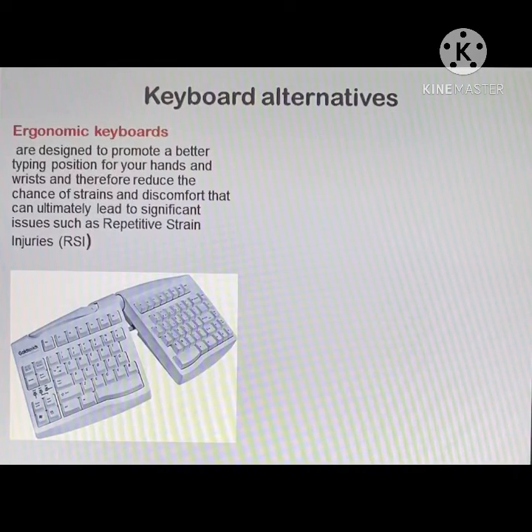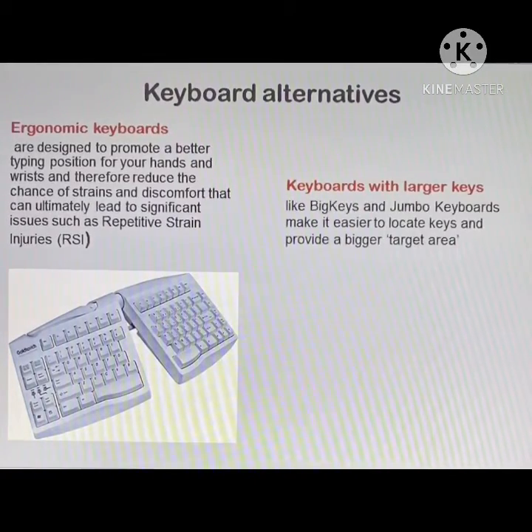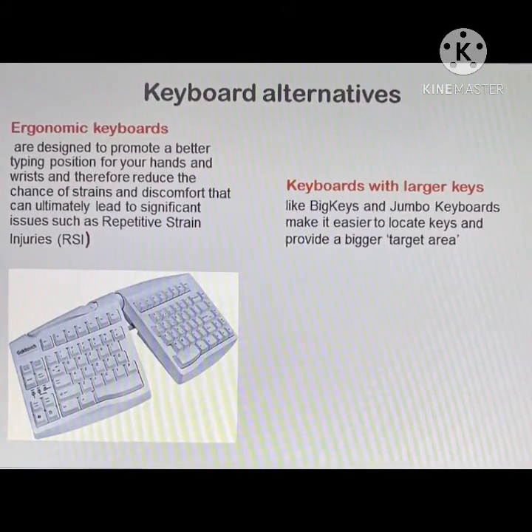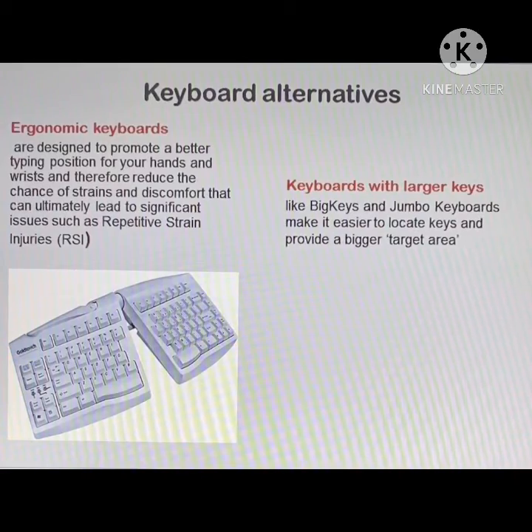The keyboard is split in two, placing each half on a curve so your arms are at a more comfortable, relaxed angle when typing. Keyboards with larger keys, like big keys and jumbo keyboards, make it easier to locate keys and provide a bigger target area. Options are available with upper or lower case layouts.